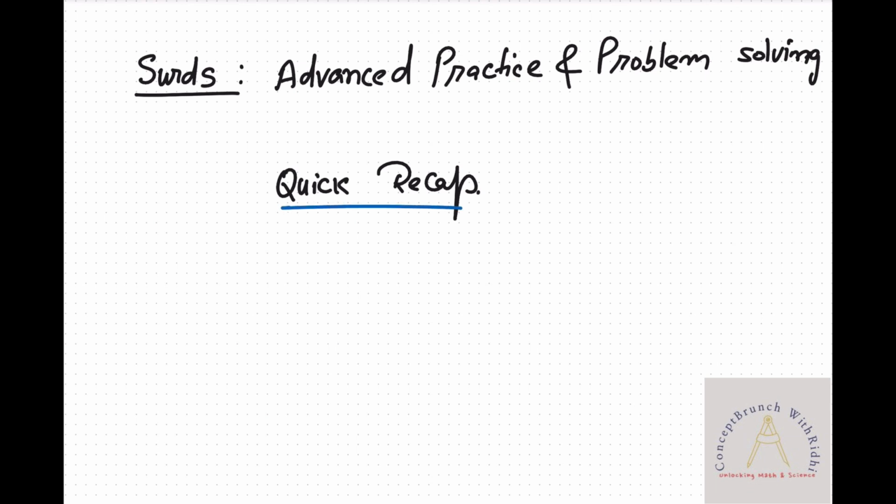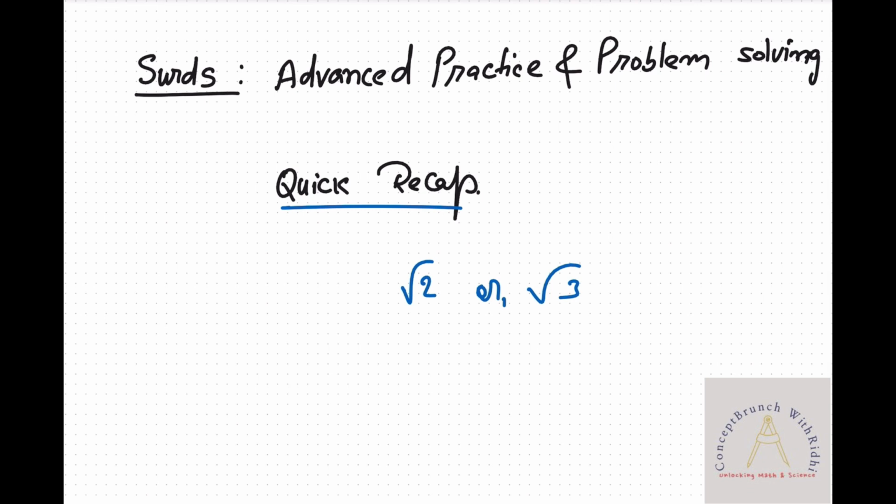Before we dive into the practice problems, let's quickly recap the key points from our last video. Surds are irrational numbers left under the square root symbol, like root 2 or root 3. We can only add or subtract surds with the same radical part, and for multiplication or division, just apply the operation directly to the numbers inside the root.